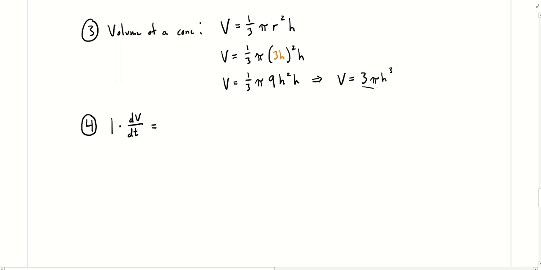All right, so on the right-hand side, I have 3 pi. That's just a constant, so I'm going to leave it out front. And I'm going to multiply that by the derivative of h cubed. That's going to be 3h squared. And again, it's a function of time, so I need to multiply it by dh dt.